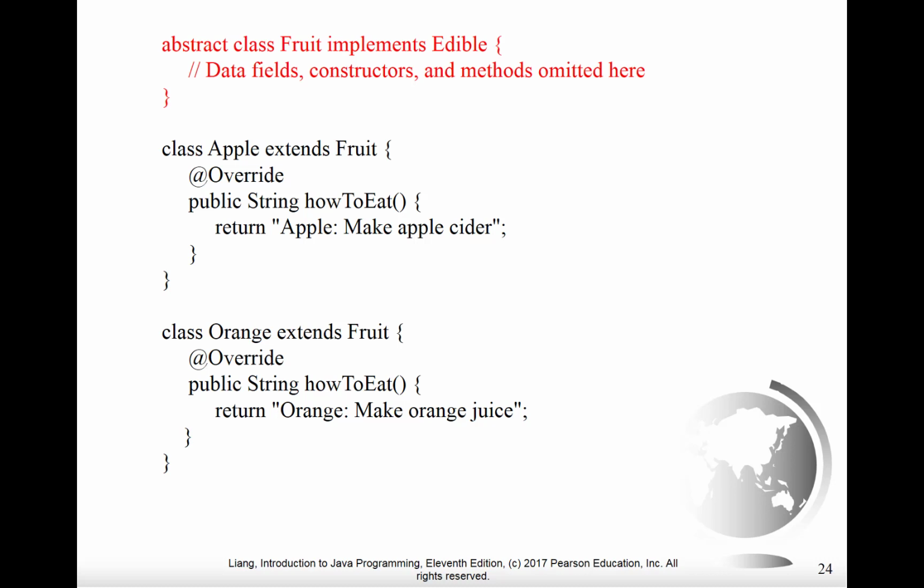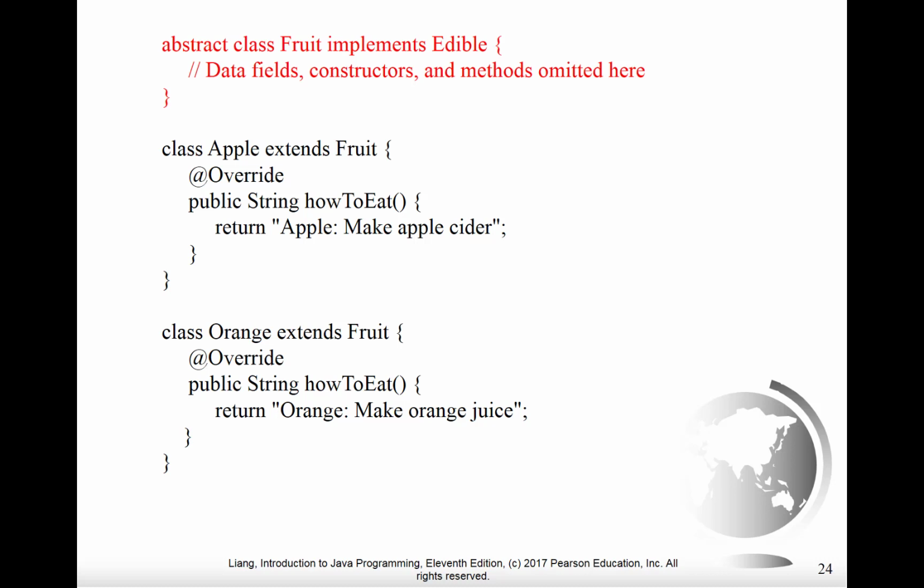We've left out all the implementation details here. Next, we have the concrete class apple, which extends fruit. Because fruit implements edible, therefore apple, since it extends fruit, must also implicitly implement the edible interface. Therefore, if we don't want apple to wind up being an abstract class, we better make sure we provide a concrete implementation for the method howToEat. We're actually going to put @Override to make it clear to the compiler that that's our intent, and then we provide the implementation for the edible interface for the method howToEat. So we say public String howToEat, and we return "Apple: make apple cider" as a string.